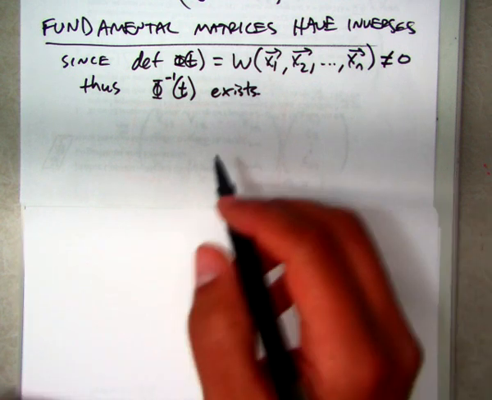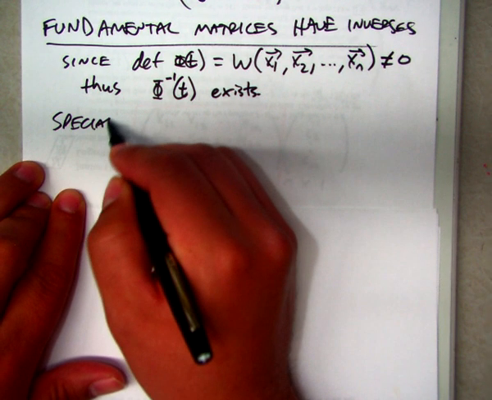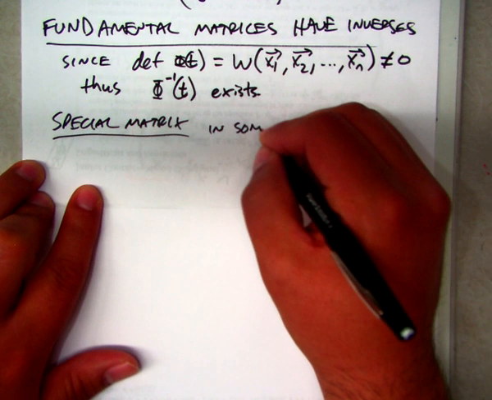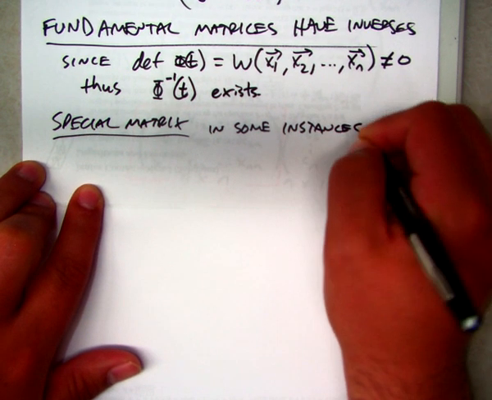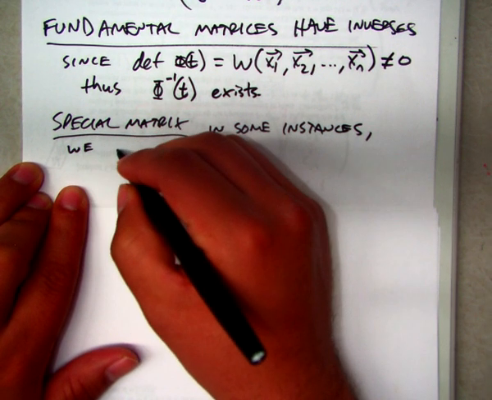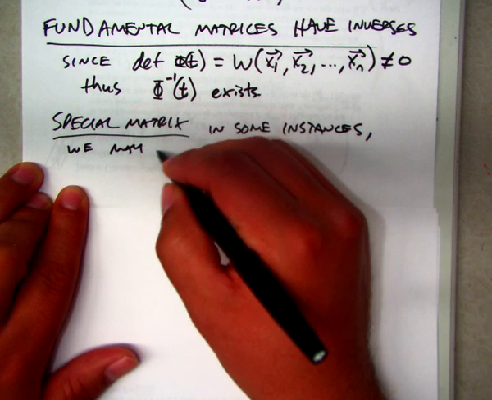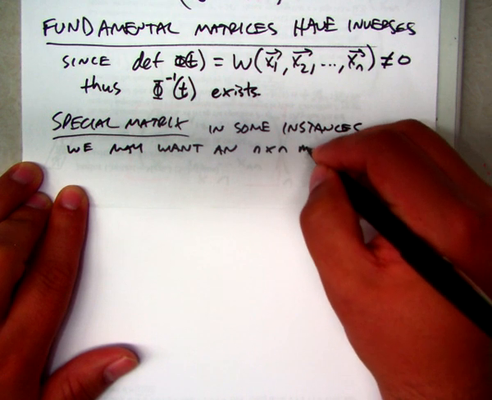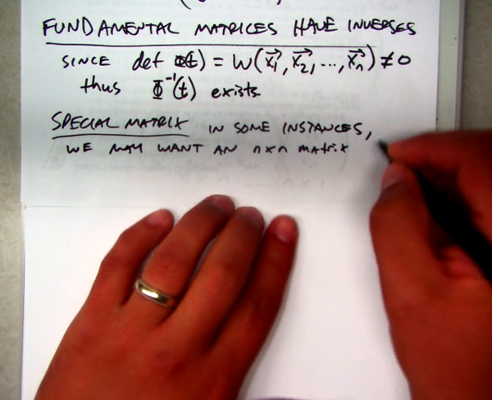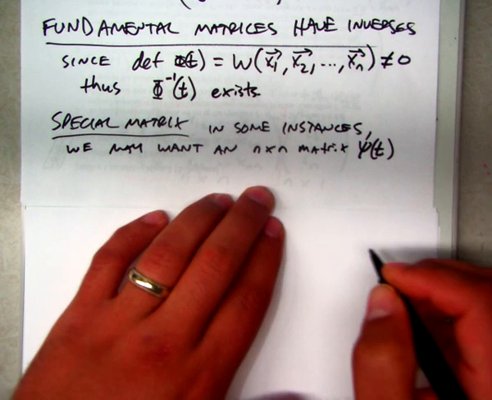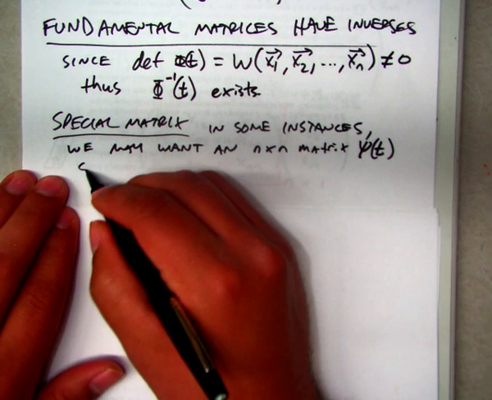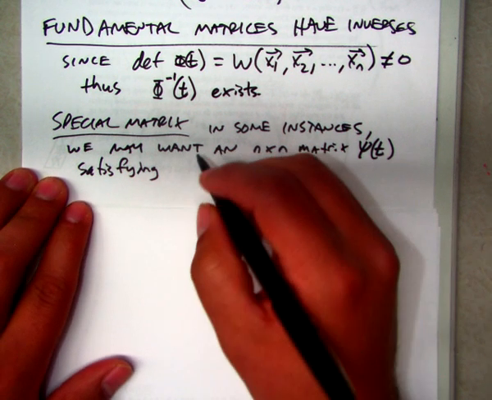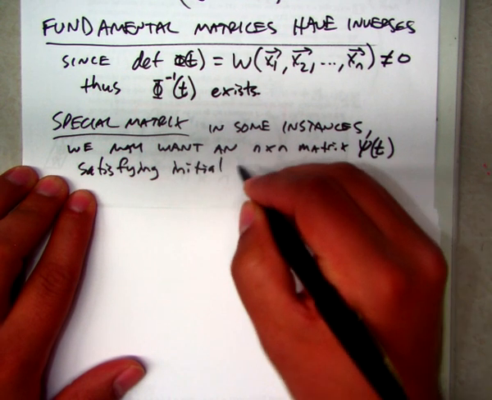There is something also called a special matrix. In some instances, we may want to find an n by n matrix, which we're going to call psi of t, satisfying a unique set of initial conditions. That's why we call it a special matrix.